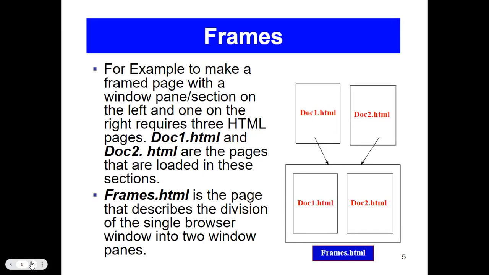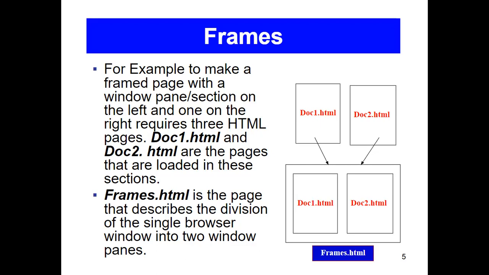In this example, we can see that we have two separate documents, document1.html and document2.html. And these two separate HTML documents are placed in a third document, frames.html. Frames.html is actually that framed page which is holding different web pages in two different frames. So these frames are actually the sections of the browser window where these two different documents are placed.